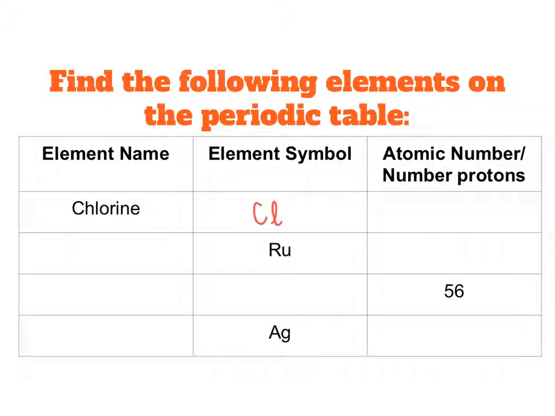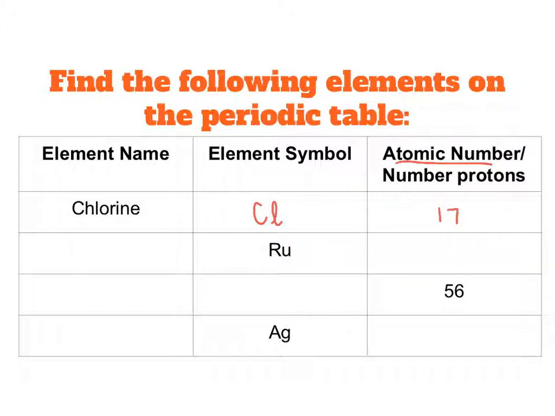You guys, when I do elements, I'm going to do my lowercase l in cursive. The only reason I do that is so that you don't think it's an I, because I is iodine. So I want to make sure you can tell the difference between my lowercase l and my capital I. And when I find chlorine's box on the periodic table, the atomic number, that top number, is 17.